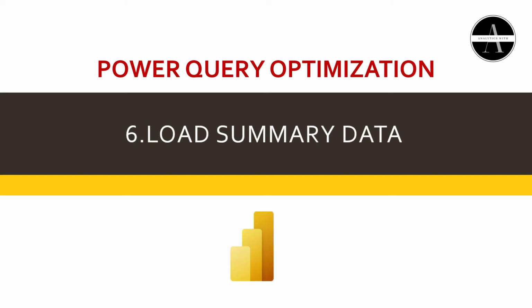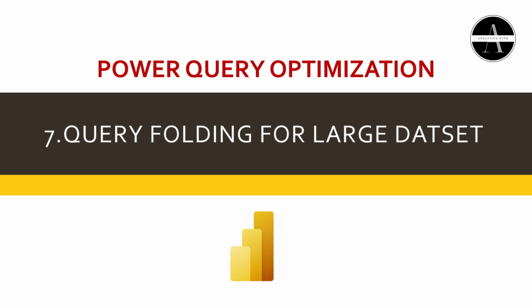Point number 6, load summary data. Whenever possible, load aggregated or summary data instead of detailed data. This is especially important for larger data sets. Loading summary data not only speeds up the performance but also makes it easier to work with a large data set in your report.